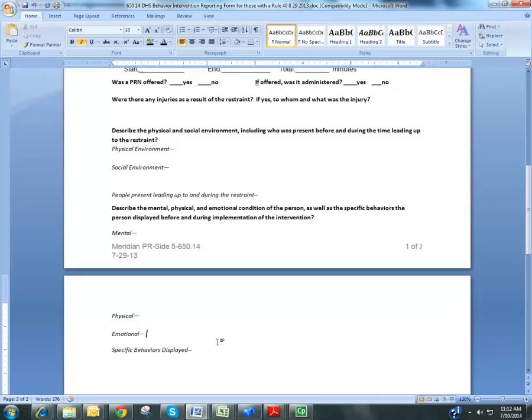Down here, you're going to make note of the emotional condition before the situation happened. With a lot of this, we really want to show the progression that the person went through before he actually had been in the restraints. So we're going to talk about how the person may have started out rather calm, or how he appeared agitated when he came out of his room.